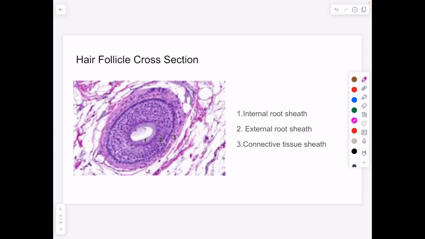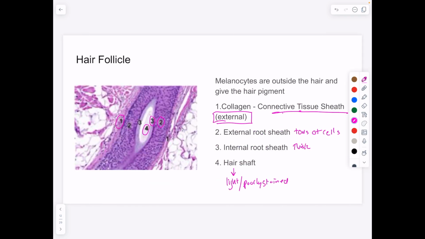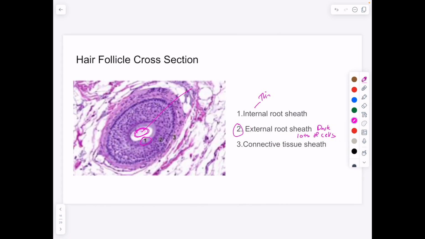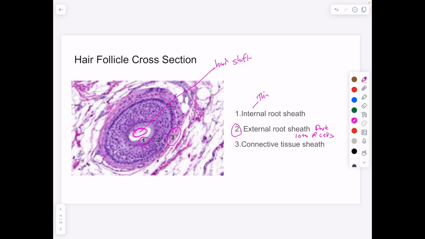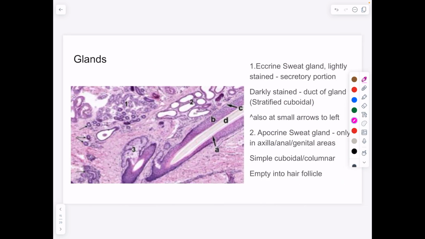All right, so then we have our hair follicle cross-section, and again, the easiest one to find is the external root sheath. Why? It's dark, lots of cells. Our internal root sheath is relatively thin, not as dark, right? And then on the inside, we have our nice hair shaft. And then our connective tissue sheath is on the outside, relatively thin, and pink staining. All right, then we have our other glands.